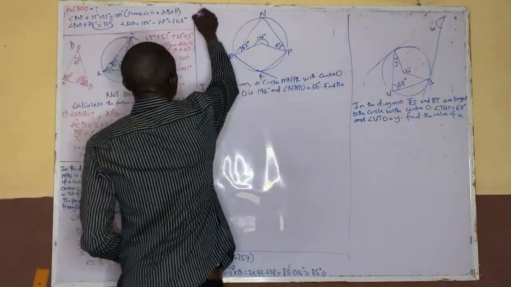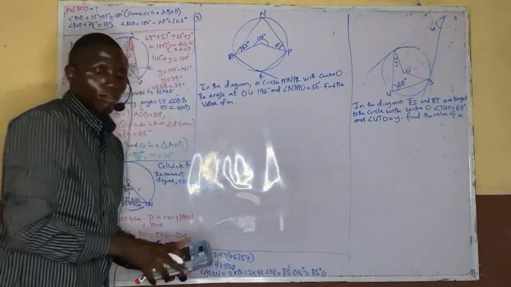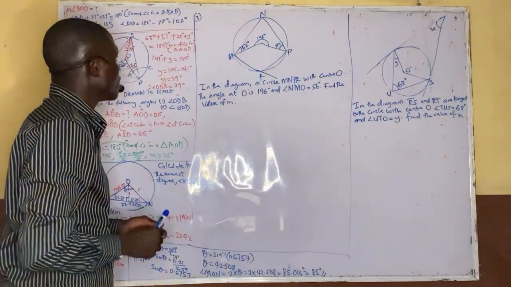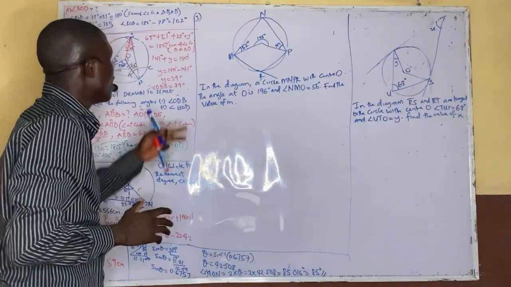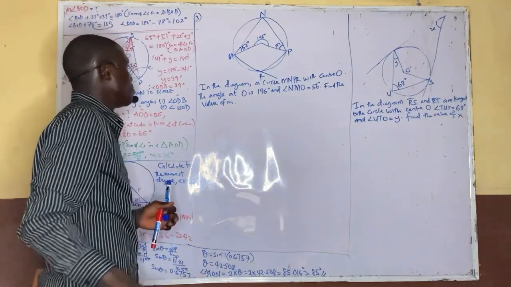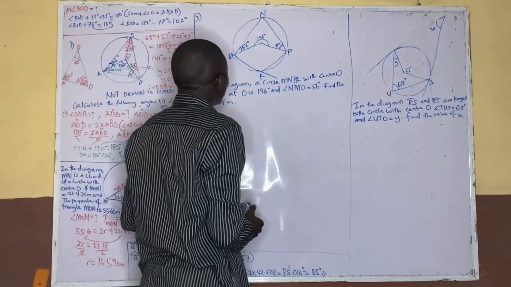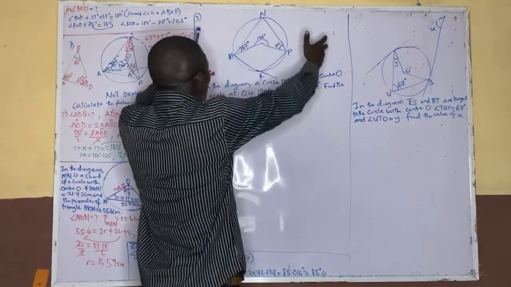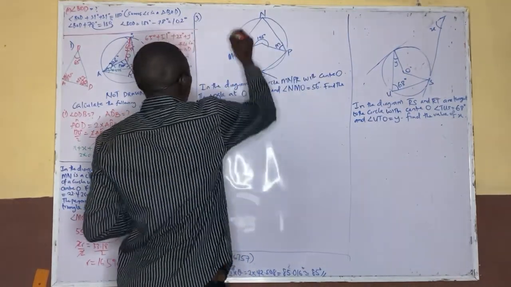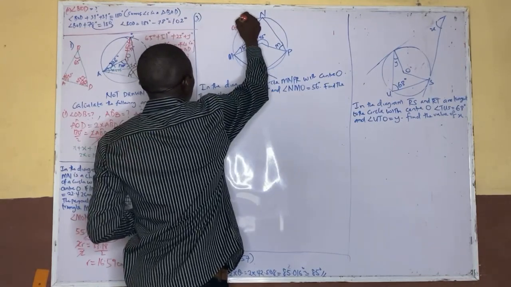Now let's go to question number 3 here. Please be mindful of this question, because I'm trying to maximize the time and also the space, so as we're able to cover much of the ground. Now, here we have a cyclic quadrilateral.